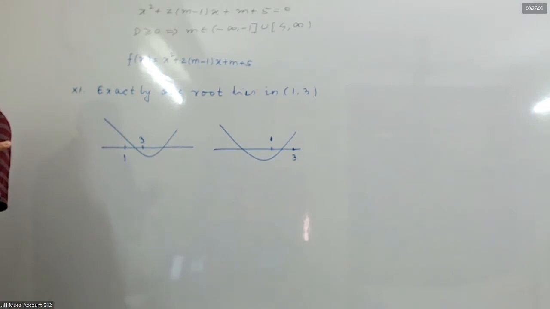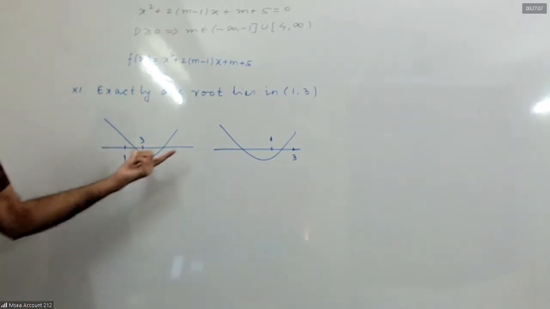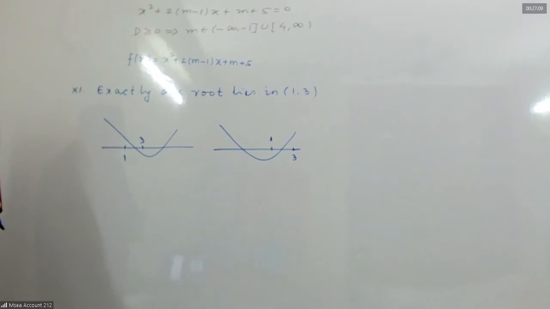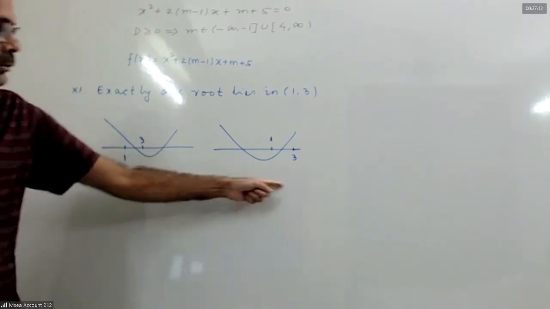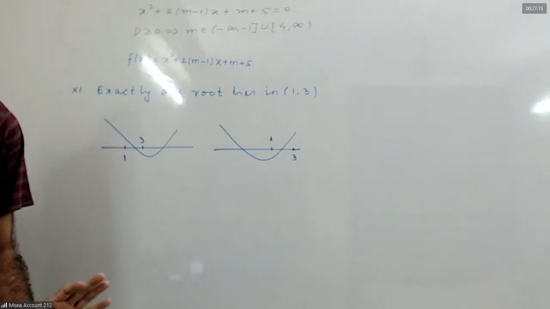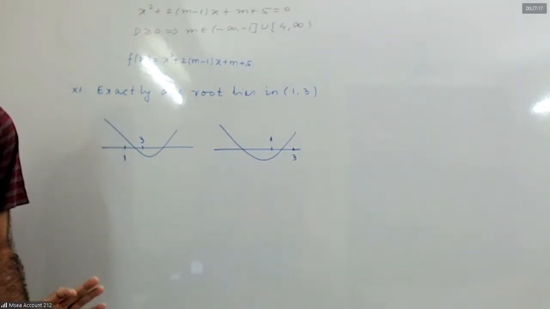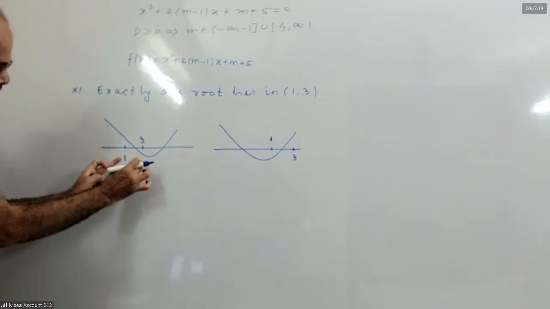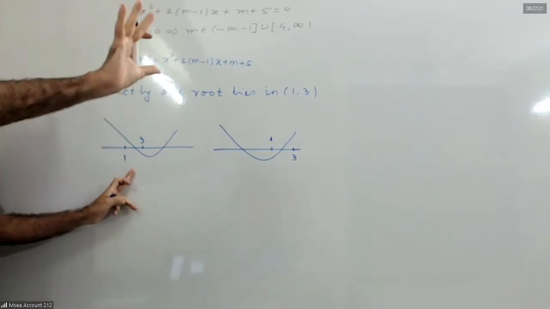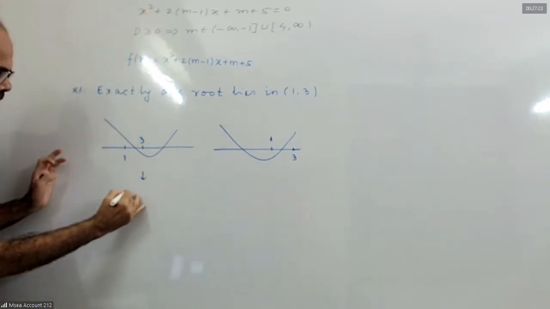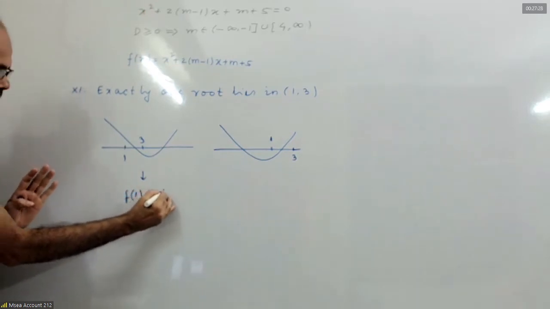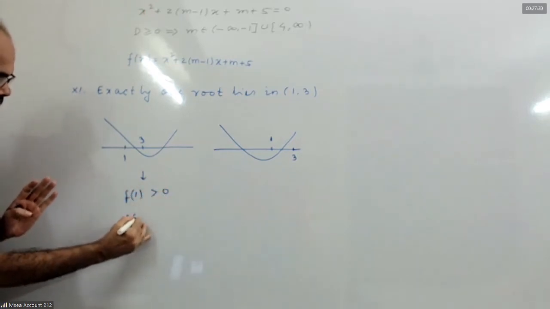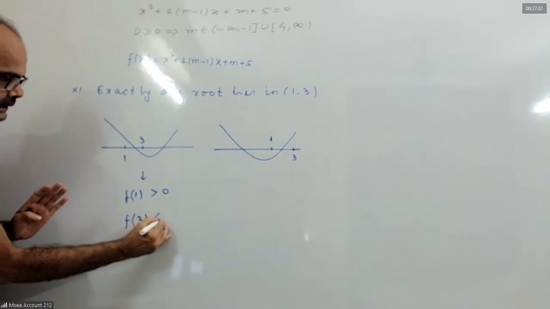Yes, sir. So first we have to solve for this, then for this. Whatever solutions we are getting for this one, union, whatever solution we are getting for this one. Now, especially for this case, forget the question. If I impose two conditions, don't write it: f(1) positive, f(3) negative. Do we need any other condition?